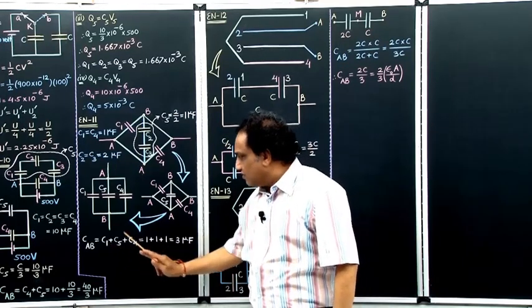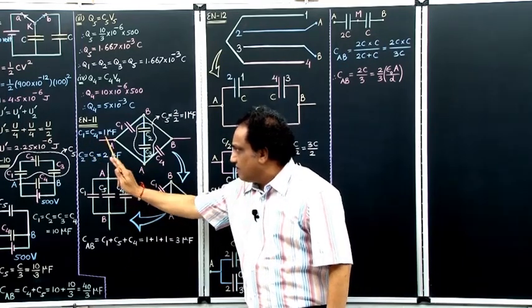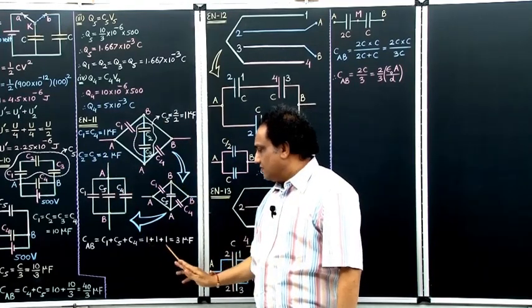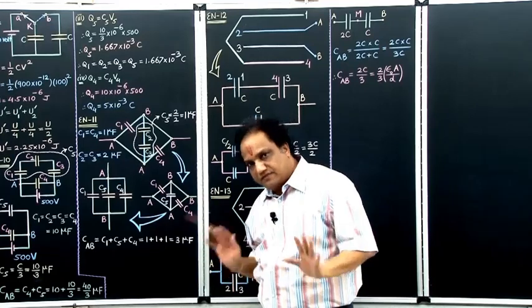C1 and C4 they have given, 1 microfarad. C5 we have found out, 1 microfarad. 1 plus 1 plus 1, that is 3 microfarad. Simple.